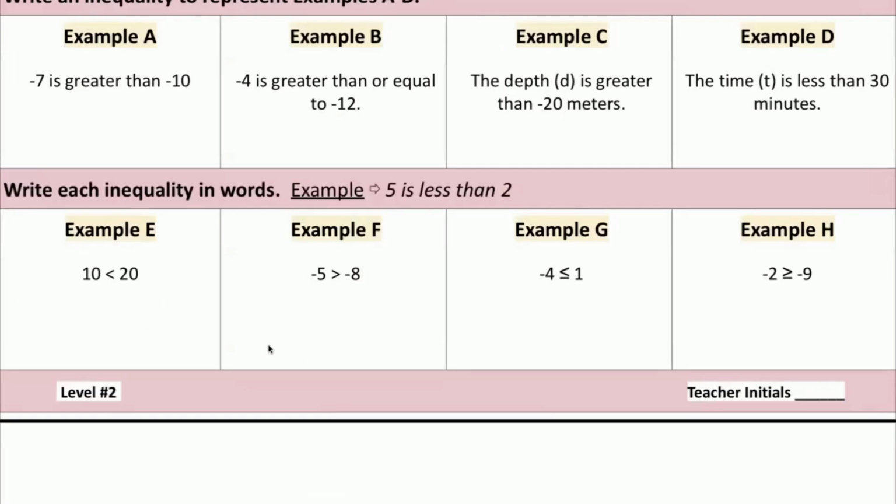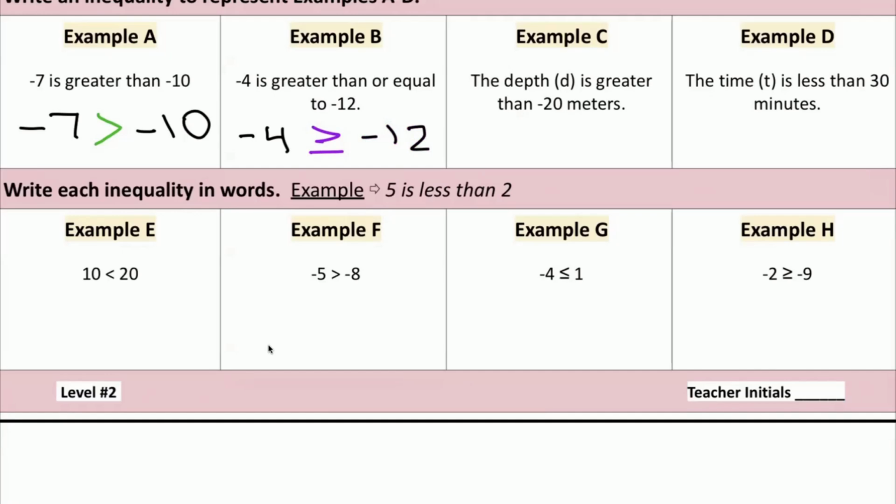Example A, it says write an inequality to represent examples A through D. So in our first example, we have negative 7 and negative 10, and it says negative 7 is greater than negative 10. Okay, so if negative 7 is greater, we'll put in our greater than symbol. Try example B on your own, then come back to the video to check your work. For example B, we should have negative 4 is greater than or equal to negative 12. Remember, the more negative it is, the less it is.